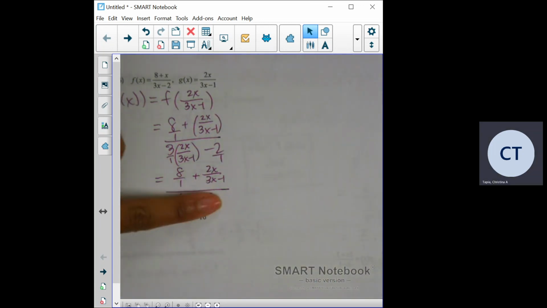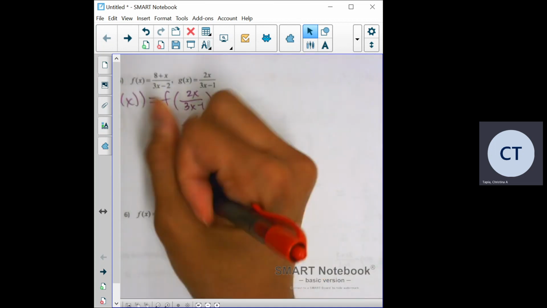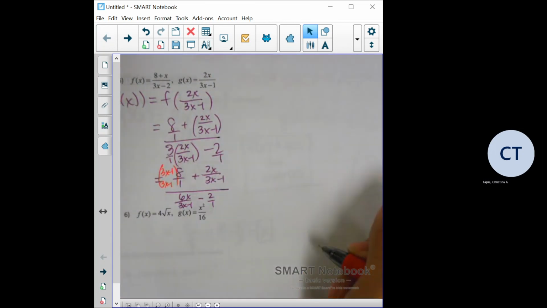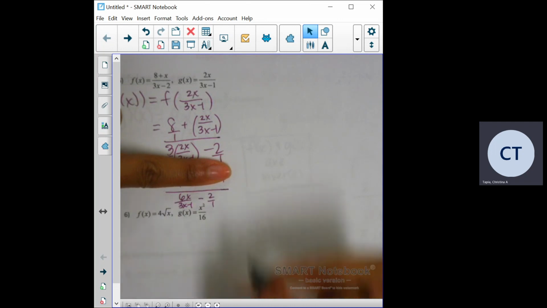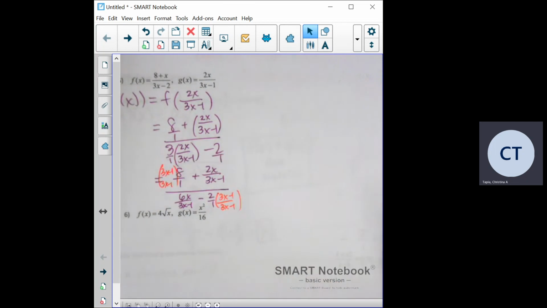Okay, so back to the task at hand. I need to find a common denominator for the numerator. Well, that's just going to be 3x minus 1. And then for my denominator, I need to find a common denominator here, which will also be 3x minus 1. It just so happens they're both the same.